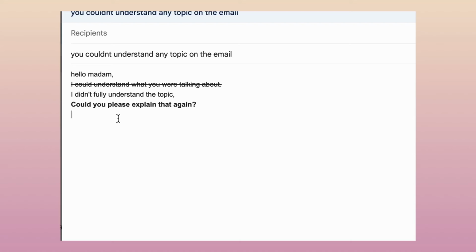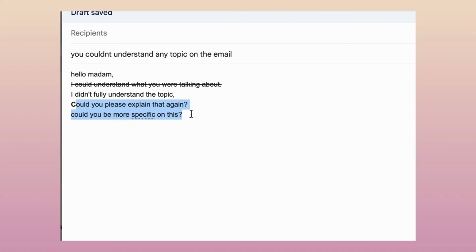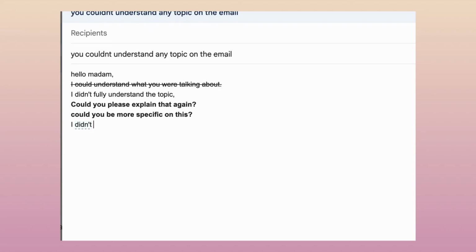Then you can also write, sorry, could you be more specific on this? Okay, this is also an alternative to that sentence. So I think these are quite good if you haven't understood anything in the email. Then you can also write, I didn't quite get your point. Okay, this is also quite good. So these are the lines you can write instead of that sentence.